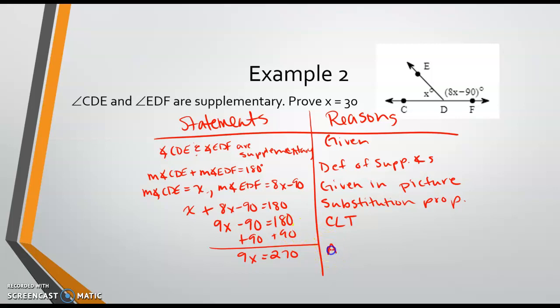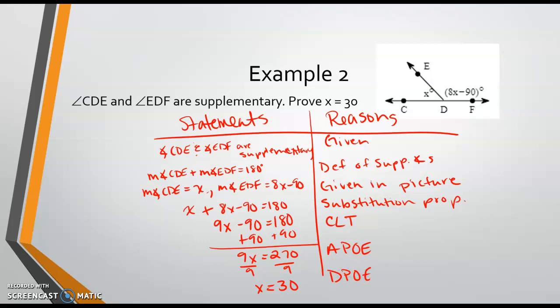And that was my addition property of equality. And then lastly, I'm going to use the division property of equality, and I'm going to divide. So x is going to equal 30. And that was the division property of equality.